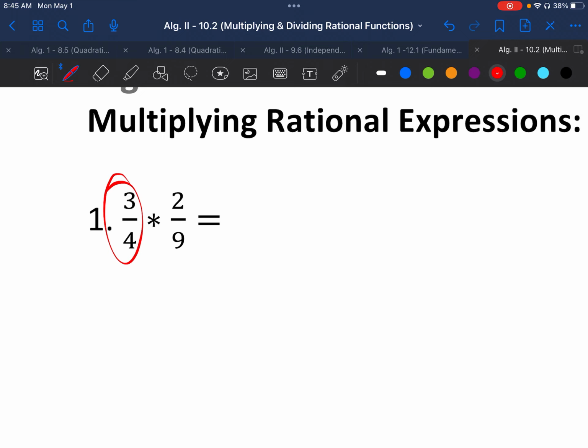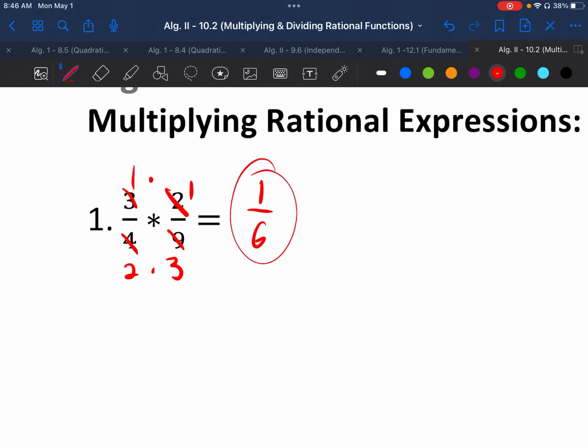Well, 3 and 4, nothing reduces. 2 and 9, nothing reduces. But diagonally, we can reduce and divide those out. So 2 and 4, 2 goes into both once and twice. 3 and 9, 3 goes into both once and 3 times. And we're left with on top, 1 times 1 because you multiply straight across, and the bottom, 2 times 3, 6. And you could get the same answer by multiplying all together and reducing at the end.